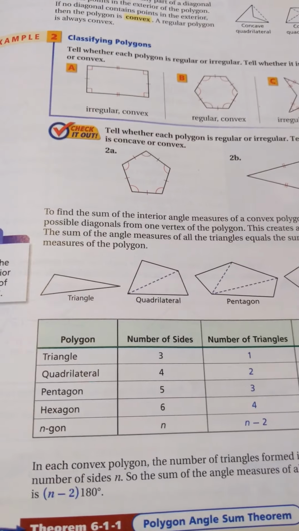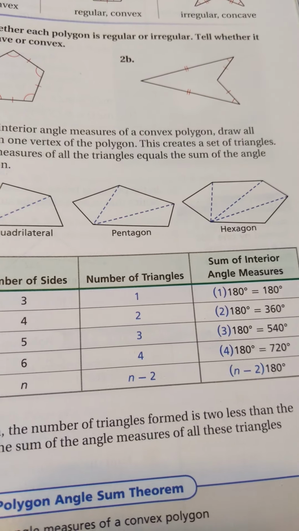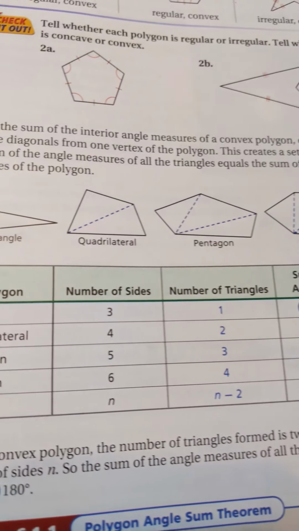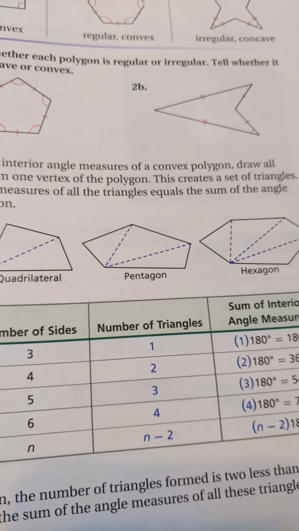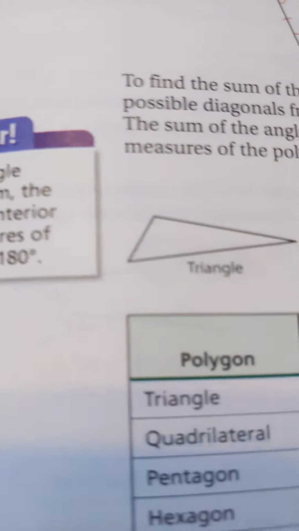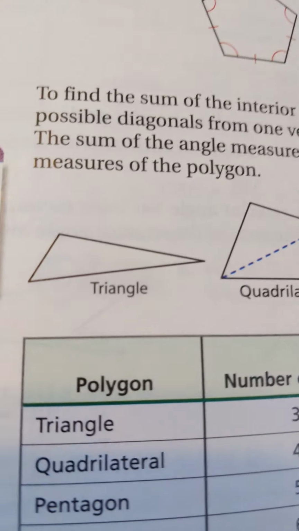To find the sum of the interior angle measures of a convex polygon, it uses a little trick. It says draw all the possible diagonals from one vertex to the other. Okay, this creates a set of triangles. So this is a triangle. If we think about a triangle, we know the sum of the interior angles is 180 degrees.